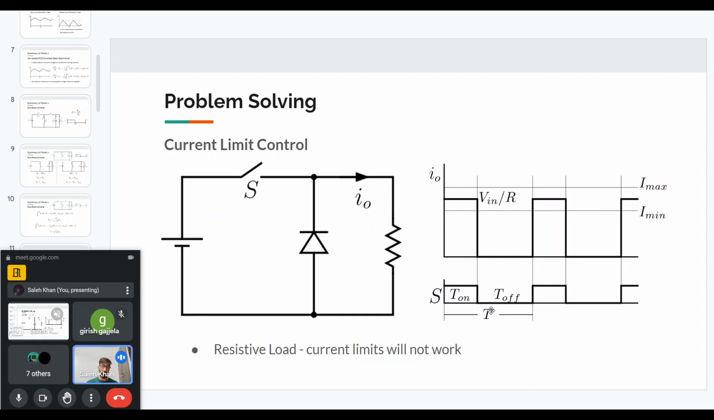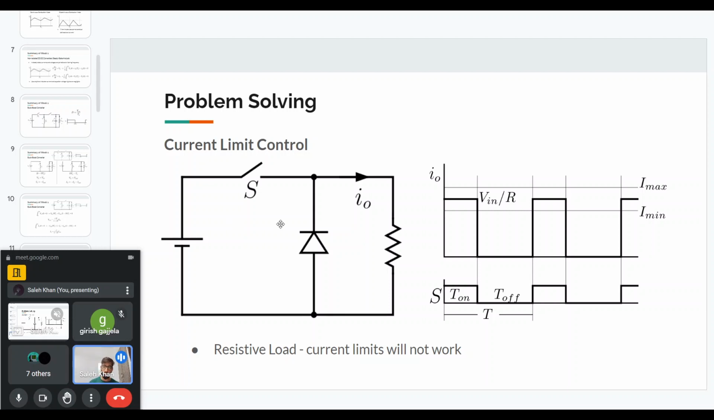And if we turn this switch off in some other way, then suddenly the voltage across the resistance will go down. And since it is a purely resistive load, the current through it will also go to zero. So in a resistive load case, we will have the load current like the way I've shown. It will just be some pulses. And so you can understand we cannot use the Imax and Imin to control this switch. So for resistive load, we cannot control the converter in a current limit control fashion.